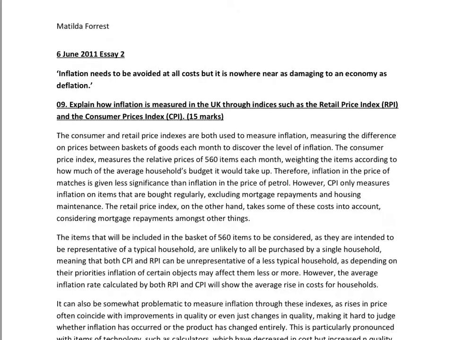Okay, so have a little look at Matilda's essay here. I spent about 25 minutes messing it up the first time round, so we'll see how it goes the second time round. So first of all, we'll just have a little look at the opening paragraph here.